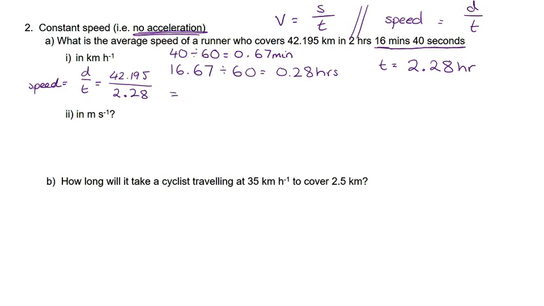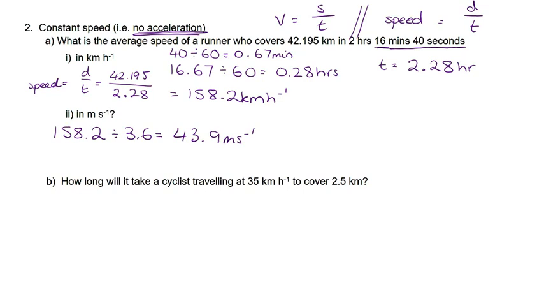Just getting a bit messy, sorry. And that gives me an answer of 158.2 kilometers per hour. Okay, now if I want that in meters per second, there's no need to do meters divided by seconds and calculate how much of everything I've got. I'm just going to do my conversion. To turn it into meters per second, I need to divide by 3.6. So 158.2 divided by 3.6 is 43.9 meters per second.